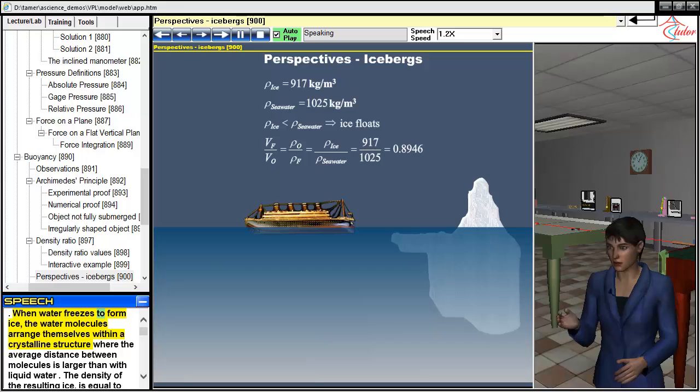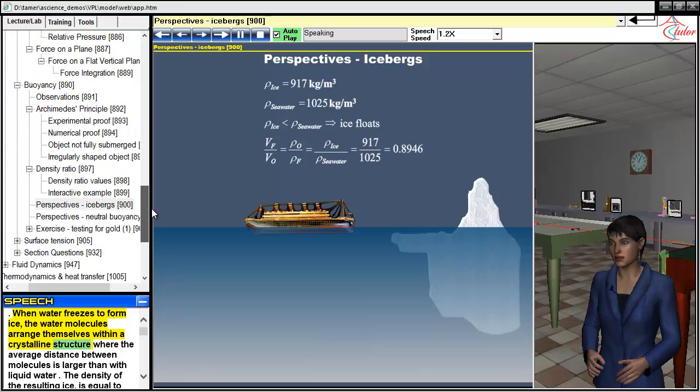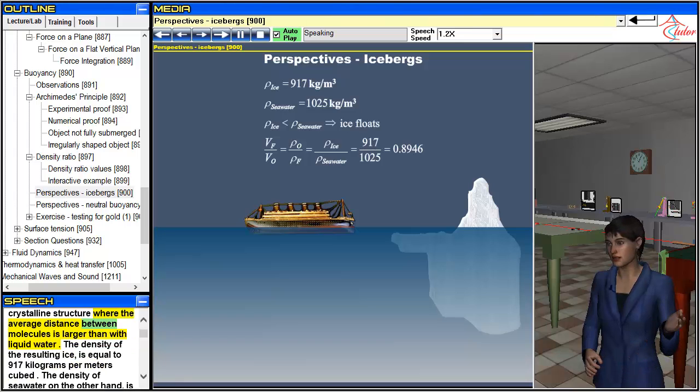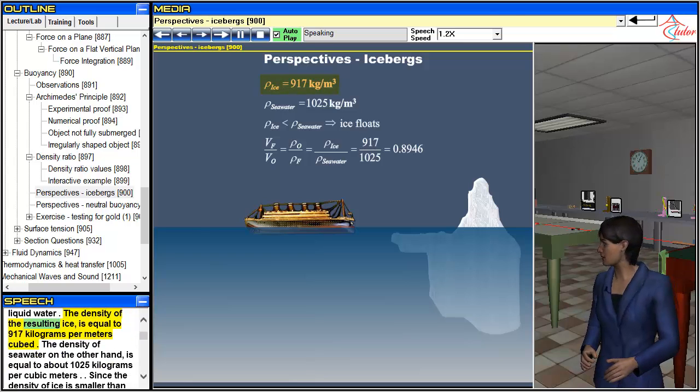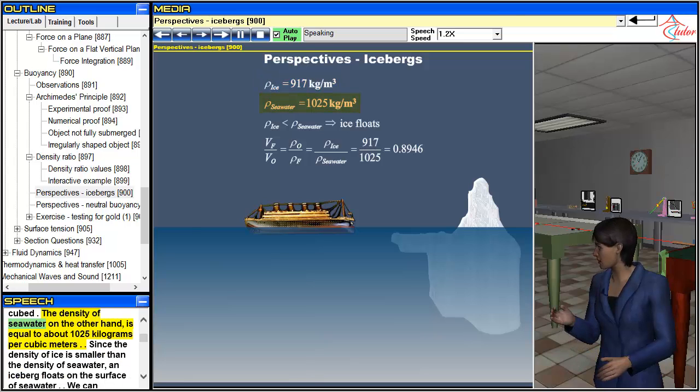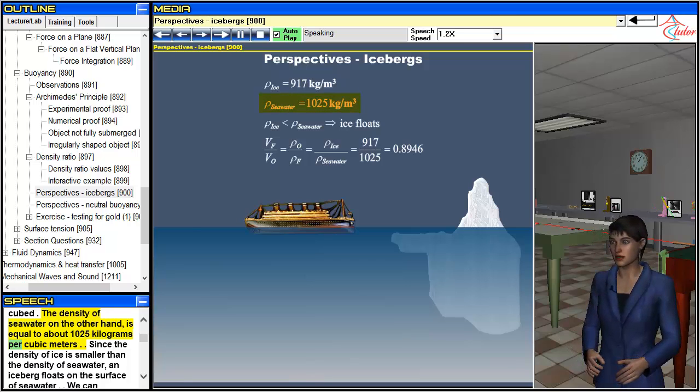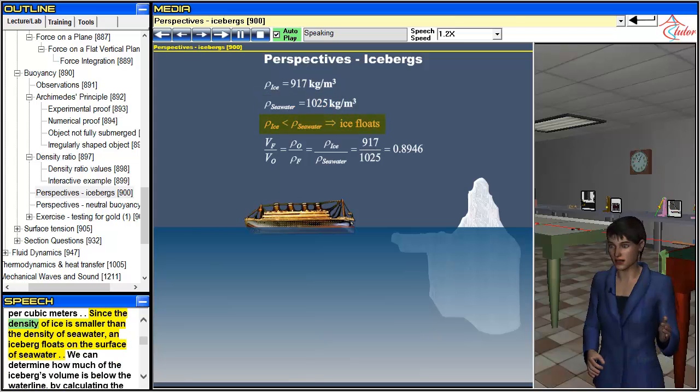When water freezes to form ice, the water molecules arrange themselves within a crystalline structure, where the average distance between molecules is larger than with liquid water. The density of the resulting ice is equal to 917 kilograms per meter cubed. The density of seawater, on the other hand, is equal to about 1025 kilograms per cubic meter. Since the density of ice is smaller than the density of seawater, an iceberg floats on the surface of seawater.